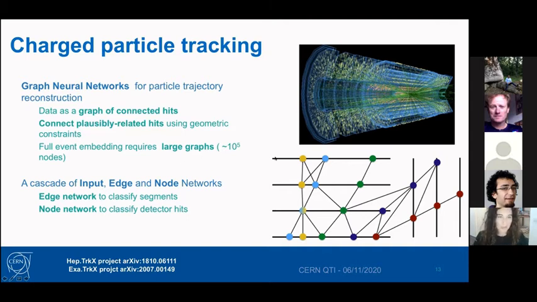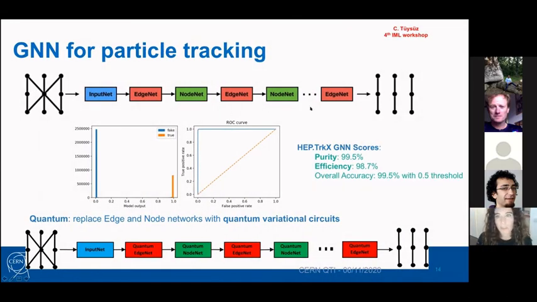Now, the GNN that has been designed and that has become our classical benchmark is built as a cascade of three networks. One network does the input encoding, and then there are two classifiers. One is called the edge network, and it classifies the segments that are defined among the hits, and the node network, given three hits, classifies the middle one as belonging to the segment or not. The structure is represented here. Basically, this is the classical example, and you can see that it gives a very nice result in terms of purity and efficiency.